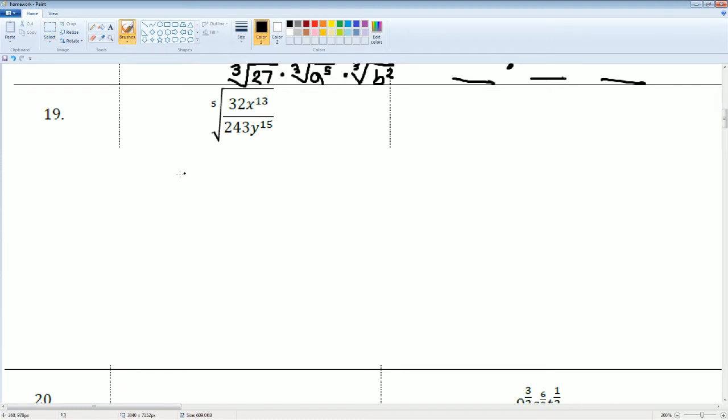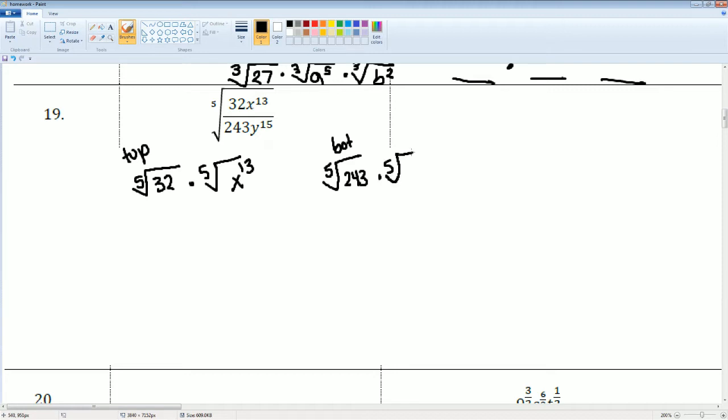So the top part should look like 5th radical 32, oh my gosh, this is so ugly, times 5th radical x to the 13. And the bottom of the fraction is 5th square root 243 and 5th radical y to the 15. Okay, so what is this?